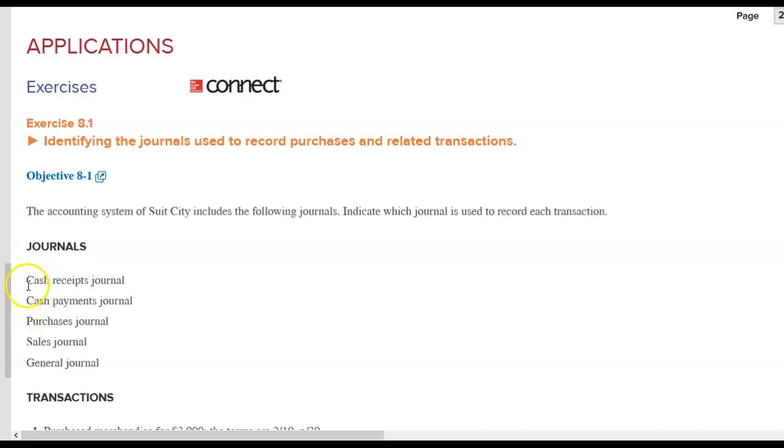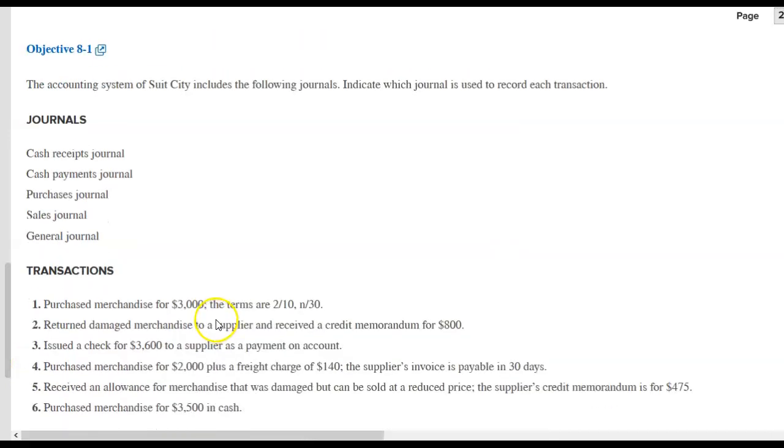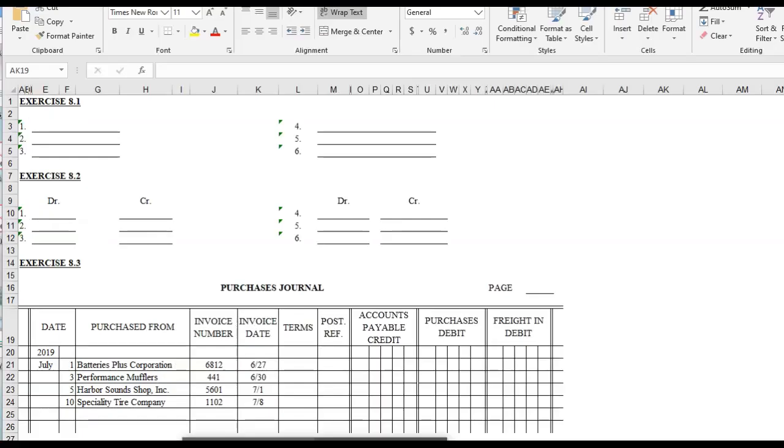We have a cash receipts, a cash payments, a purchase journal, a sales journal, and a general journal. First one, purchase merchandise for $3,000. The terms are 2/10, which means 2% discount if we pay in 10 days, net due in 30 days. So that sounds like the purchase journal to me. I'm going to go over here and type in purchase journal.